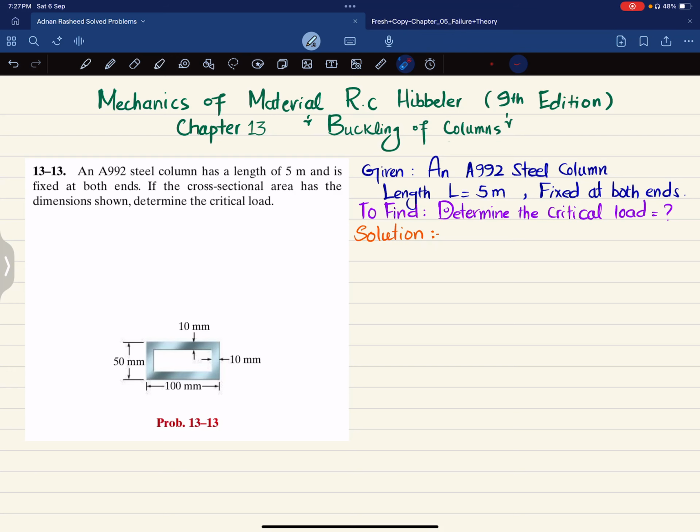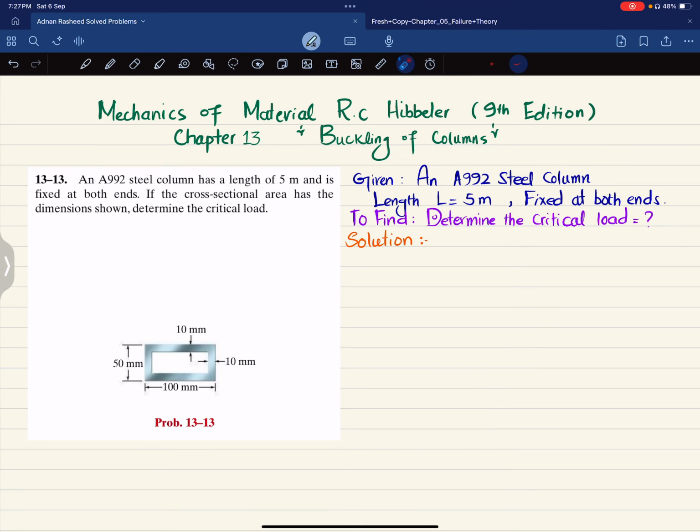Welcome back. In this video, we are going to solve problem 13-13 that is taken from chapter number 13, Buckling of Columns, and the book name is Mechanics of Materials by R.C. Hibbeler, 9th edition. So the statement is: an A992 steel column has a length of 5 meter and is fixed at both ends. If the cross-sectional area has the dimension shown, determine the critical load.